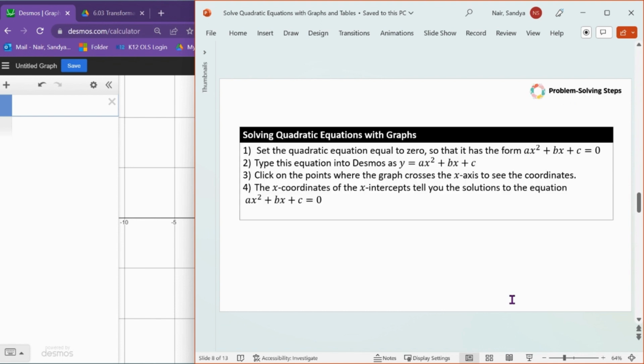So to solve quadratic equations by graphs, I think it's really a lot easier if you use Desmos, because if you click on the points in Desmos, it tells you the coordinates. So what we'll do is set our quadratic equal to 0, so it has the form ax squared plus bx plus c equals 0. And then we'll type this into Desmos as y equals ax squared plus bx plus c. And then if you click on the points where the graph crosses the x-axis, you'll see the coordinates. The x-coordinates of the x-intercepts will tell us the solution to the equation.